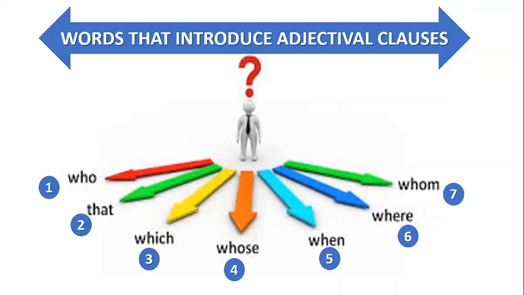Out of these 7, we have 5 that are relative pronouns. That is numbers 1, 2, 3, 4, and 7. They are relative pronouns, while 5 and 6 are relative adverbs. So we focus our attention on relative pronouns and relative adverbs. You can see the words who, that, which, whose, when, where, and so on. Because they are relative pronouns and relative adverbs, that is why we refer to the clauses they introduce as relative clauses or adjectival clauses.